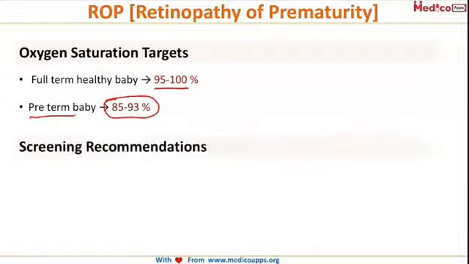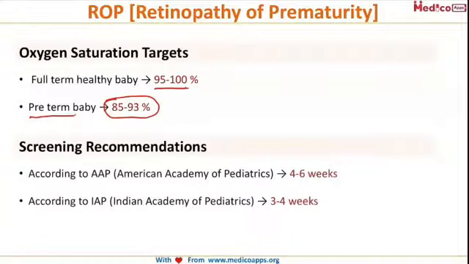Now, coming to the screening recommendations, there are two different schools for this. The American Academy of Pediatrics says that a premature baby should be screened at the age of 4 to 6 weeks for ROP. However, in India, we believe that the baby should be screened at 3 to 4 weeks after birth for ROP. So, for AAP, it's 4 to 6 weeks, and in India, it is 3 to 4 weeks. Please remember this as well.